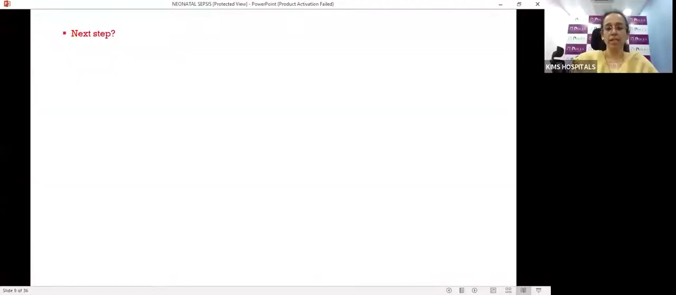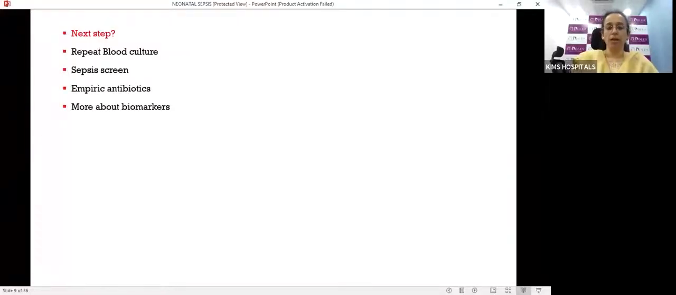So as we discussed, the next step in this baby is to send a repeat blood culture and start the baby on empirical antibiotics. So now, why do we need to talk about biomarkers in the baby? As the neonatal sepsis signs are very non-specific, we are initiating the baby on empirical antibiotics.